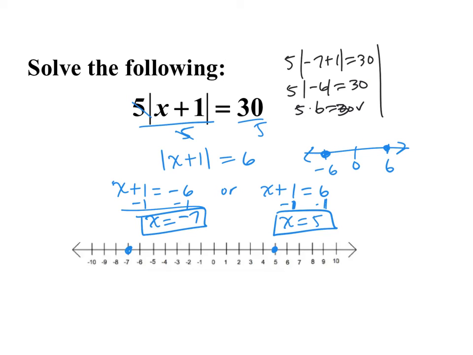Now let's do the same thing. I'm going to plug in our other solution, which is 5. So 5 times the absolute value of 5 plus 1 equals 30. That would be 5 times the absolute value of 6 equals 30. The absolute value of 6 is 6, and 5 times 6 is 30. So I just wanted to show you that both of those solutions are valid solutions. They both worked when we put them into the original equation. Okay, so now you're going to try some problems on your own.